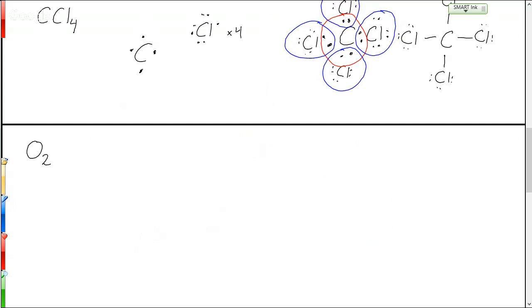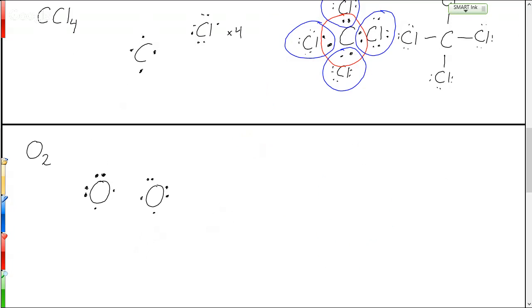Let's look at oxygen, O2. How many valence electrons does oxygen have? 6, right? So we draw 2 oxygen atoms with their 6 dots. 1, 2, 3, 4, 5, 6. 1, 2, 3, 4, 5, 6. Make sure we can see those dots.